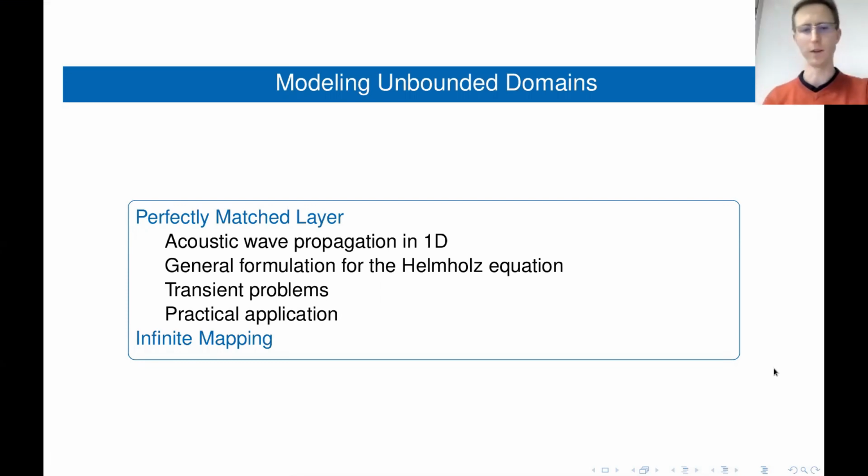bounded domains. And we'll first discuss the perfectly matched layer, which is a way to model unbounded wave propagation problems. In particular, we look at the acoustic wave propagation first in 1D, then we switch to a general formulation for the Helmholtz equation. So this is a 2D or 3D problem in the frequency domain. Then we'll apply this to transient problems and quickly also discuss practical application.